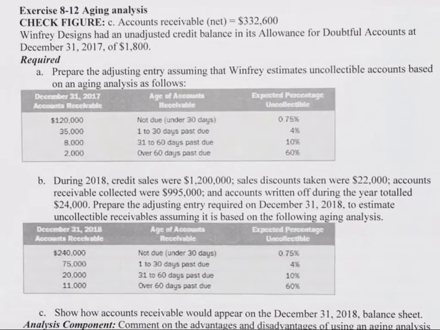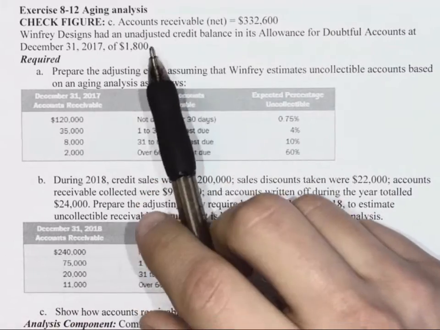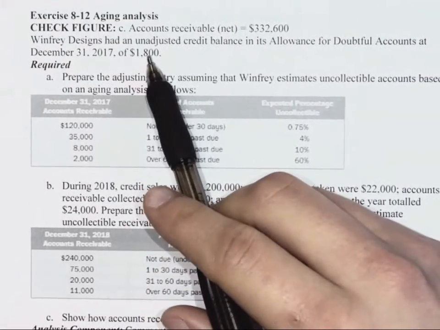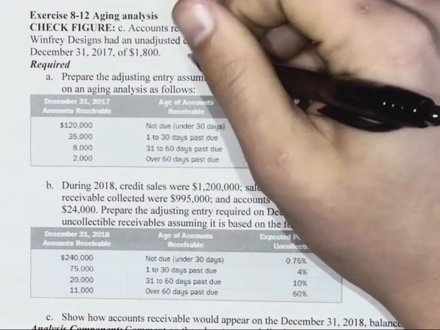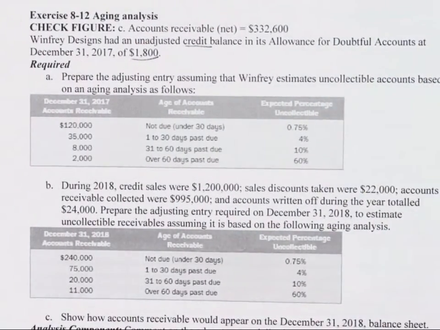Okay, so Winfrey Designs has an unadjusted credit balance in its allowance for doubtful accounts. So we haven't made our adjustment yet. The balance is a credit balance of $1,800. That's what our current allowance for doubtful accounts is.